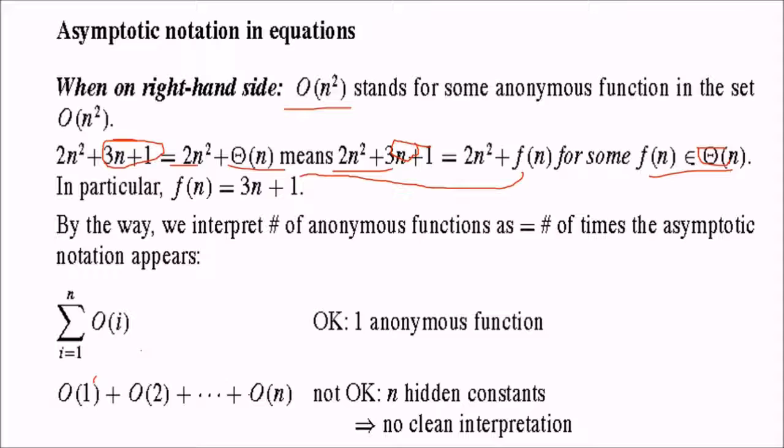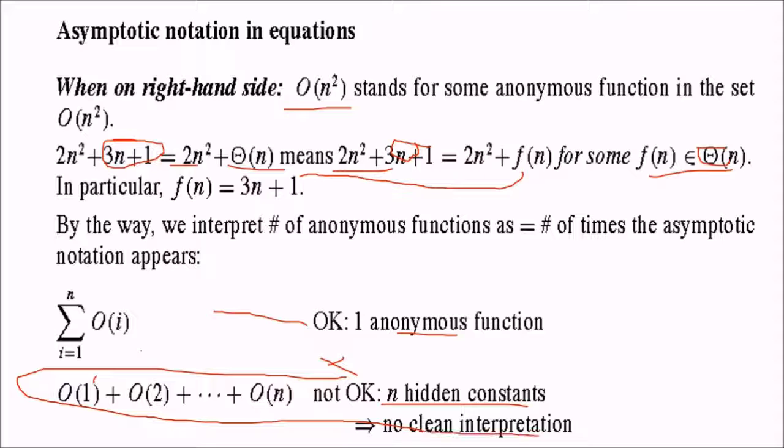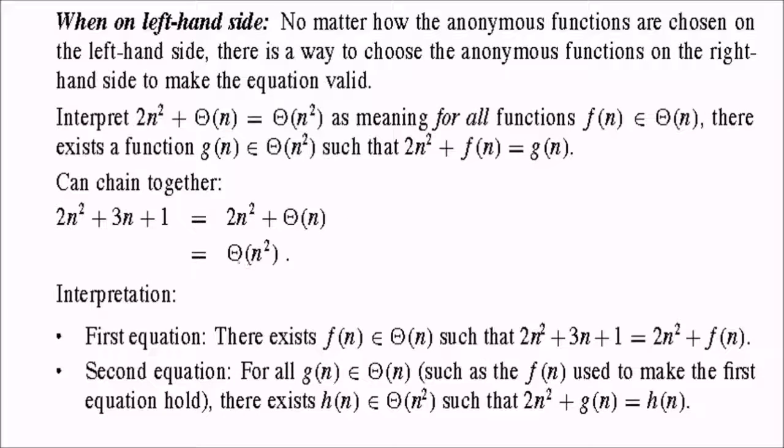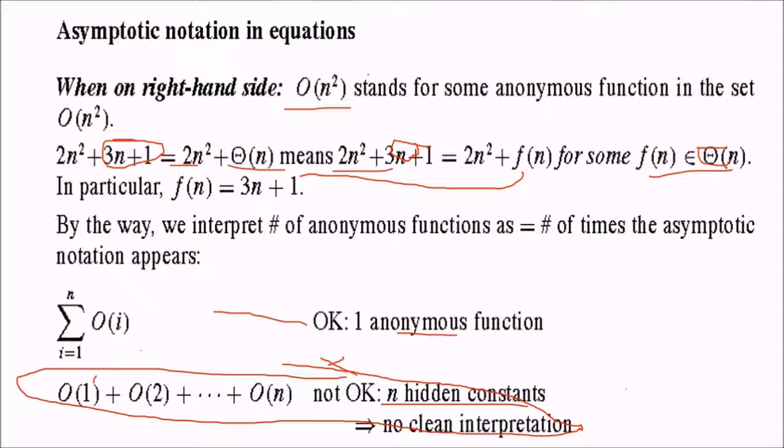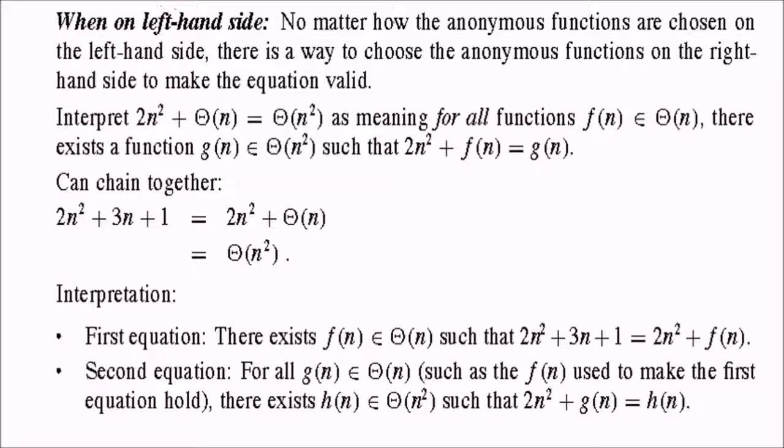This means order of 1 plus 2 till i. This is not okay because we have n hidden constants, and this is equal to 1. This is okay because this is an anonymous function. At this point, there is no clean interpretation, so we will not be taking this. And this is on the right hand side, but when we have it on the left hand side, no matter how the anonymous functions are chosen on the left hand side, there is always a way to choose the anonymous function on the right hand side to make the equation valid.